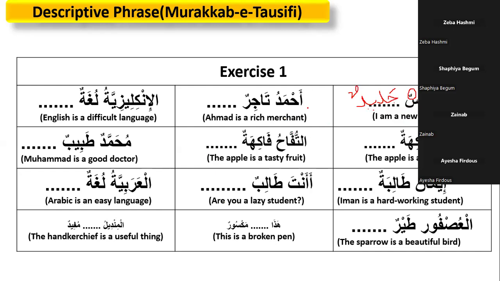Now here, Ahmadu tajirun. Now rich, ganiy. So what will be here? Ganiyyun. Yes, ganiyyun. Why is it tanween? Because here also it is in indefinite state. So look at here and follow for the sifat. See here like this. This one is also the same.